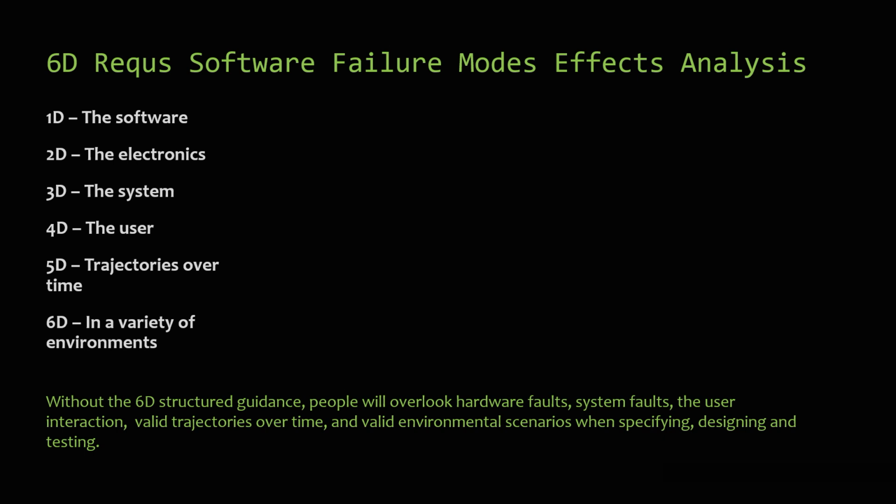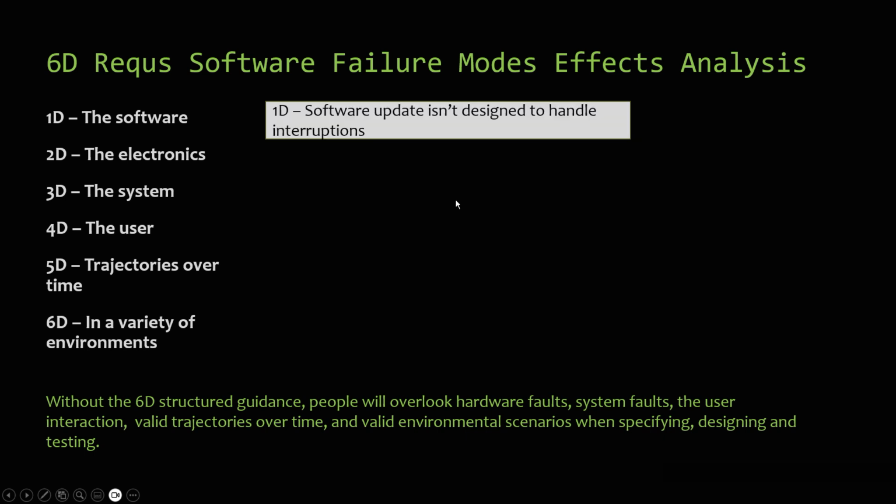Trajectories means the state of the system or the values as a function of time over the life of the software or over the life of the mission. And 6D is related to a variety of environments for which the software will be operating. Let's see an example here.